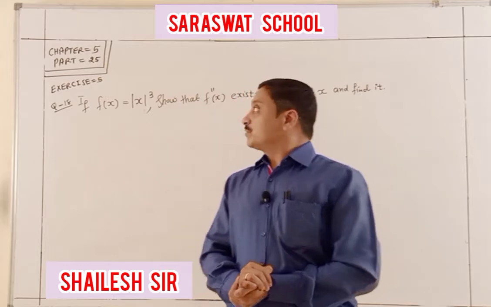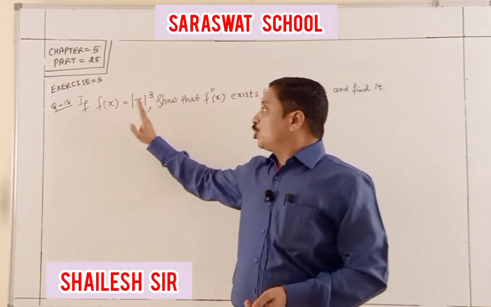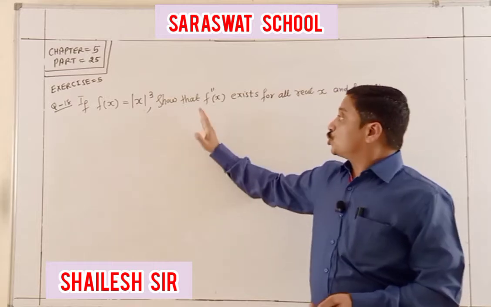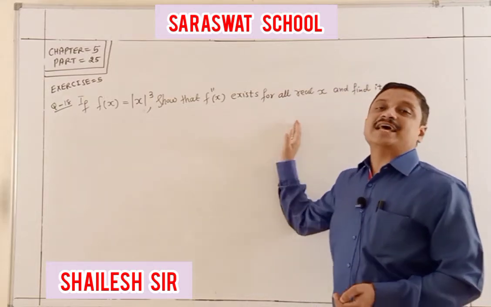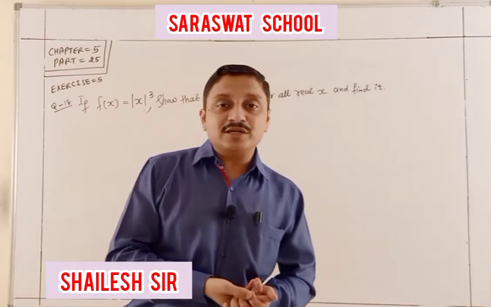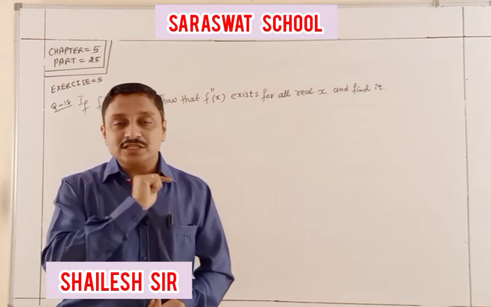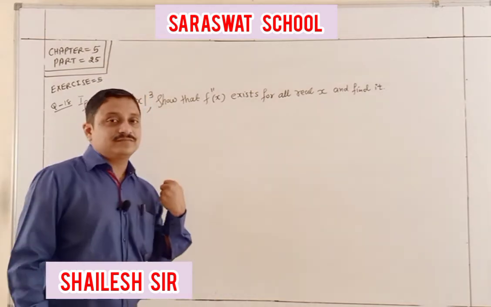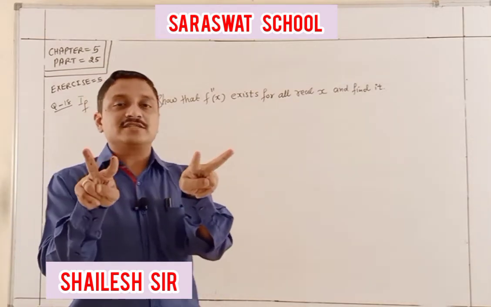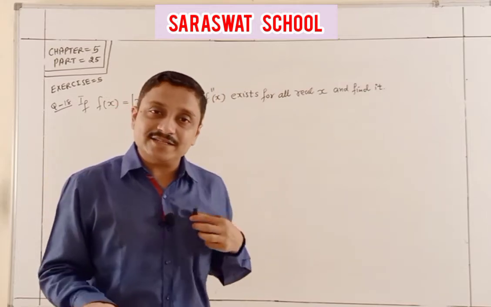In that part, question 18: if f(x) is given as modulus of x cube, show that f double dash exists and find it. It means up to two derivatives are asked in this question. But students, the question is given with modulus, so we create two parts, one for the positive side and one for the negative side.